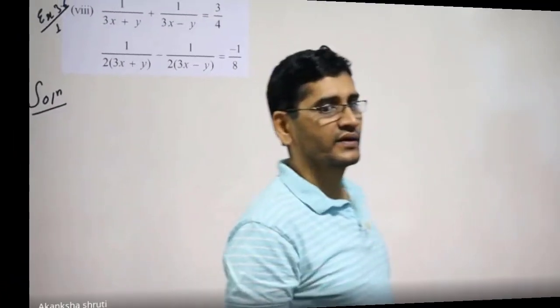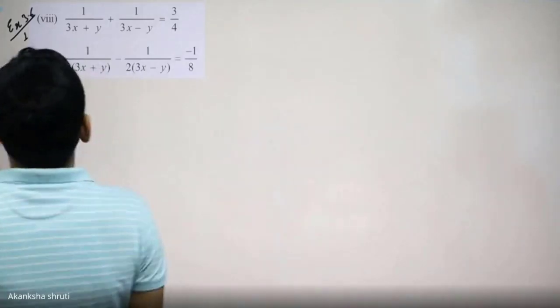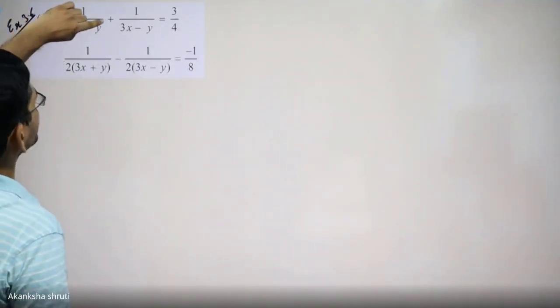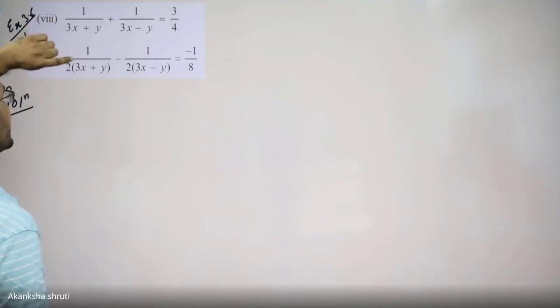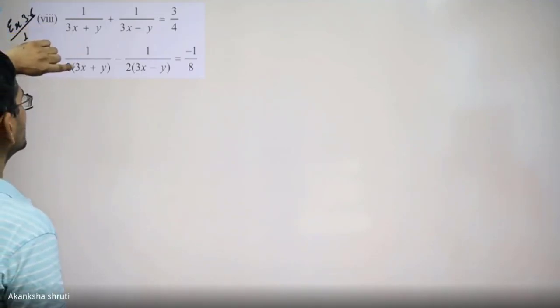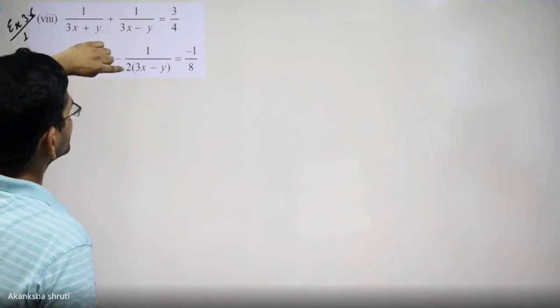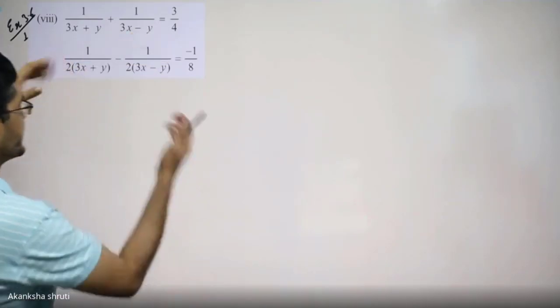Okay, students? Students, let us take a new question. For finding the x and y, we have 1 by (3x plus y) plus 1 by (3x minus y) is equal to 3 by 4. The second equation is 1 by 2 times (3x plus y) minus 1 by 2 times (3x minus y) is equal to minus 1 by 8. We have to solve this.